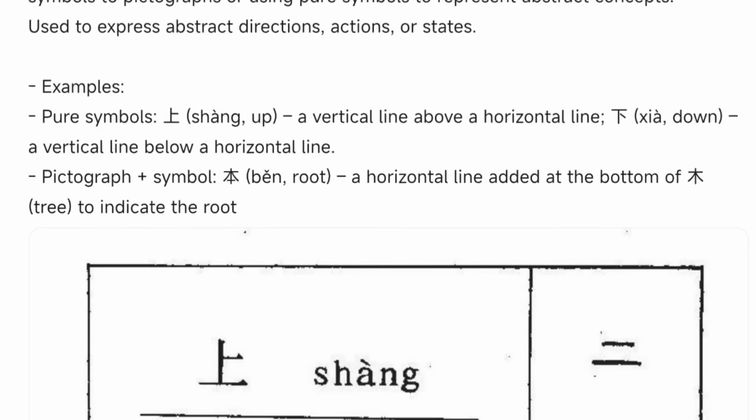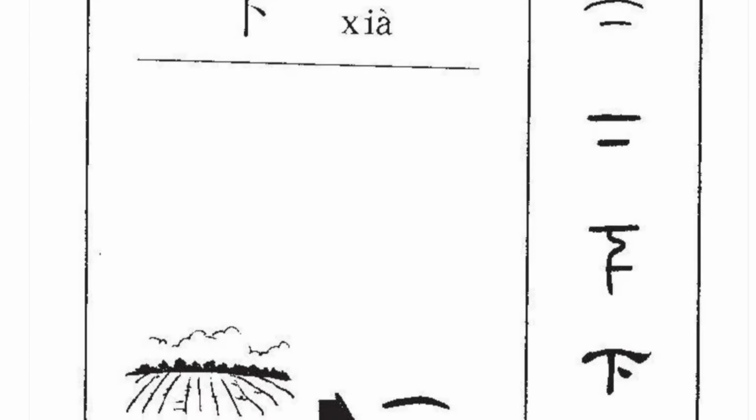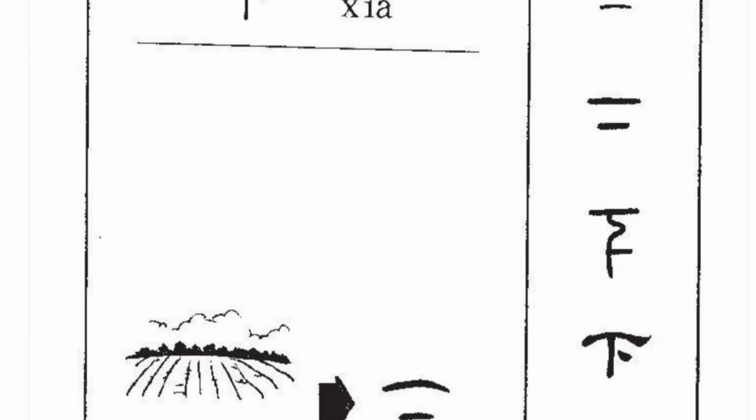And the same principle for 下, down, a vertical line below a horizontal line. You can see the first line means the horizon and the second line means the indicative symbol, and then I put a vertical line under the horizon, and you can see it's just like down. The direction is down, so 下.